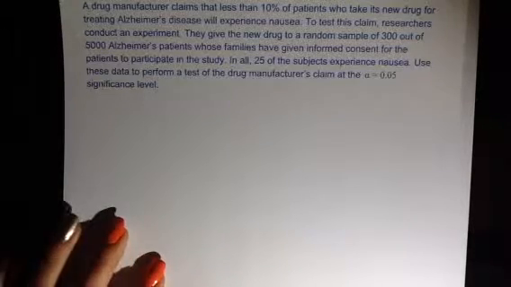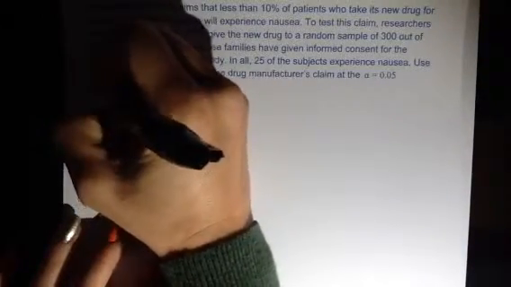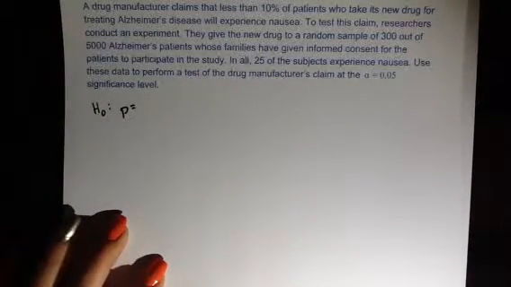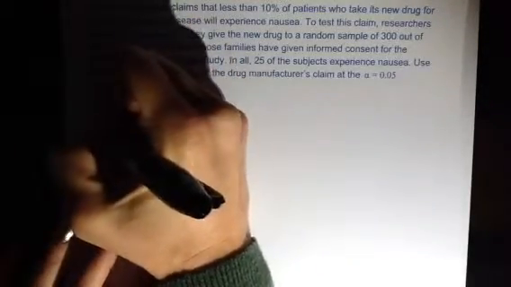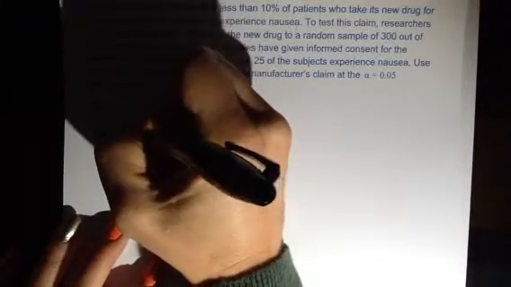We're always going to start with our null and alternative hypotheses. Remember, our null hypothesis is always a statement of equality. Since we're dealing with proportions, we're going to have proportion is equal to. And then in our alternative hypothesis, that's where we're doing an inequality. So we're claiming that it's less than 10%. Since that's what we're trying to build evidence for, we make that our alternative hypothesis: the proportion is less than 10%. Which means our null hypothesis would be that it's equal to 10%.